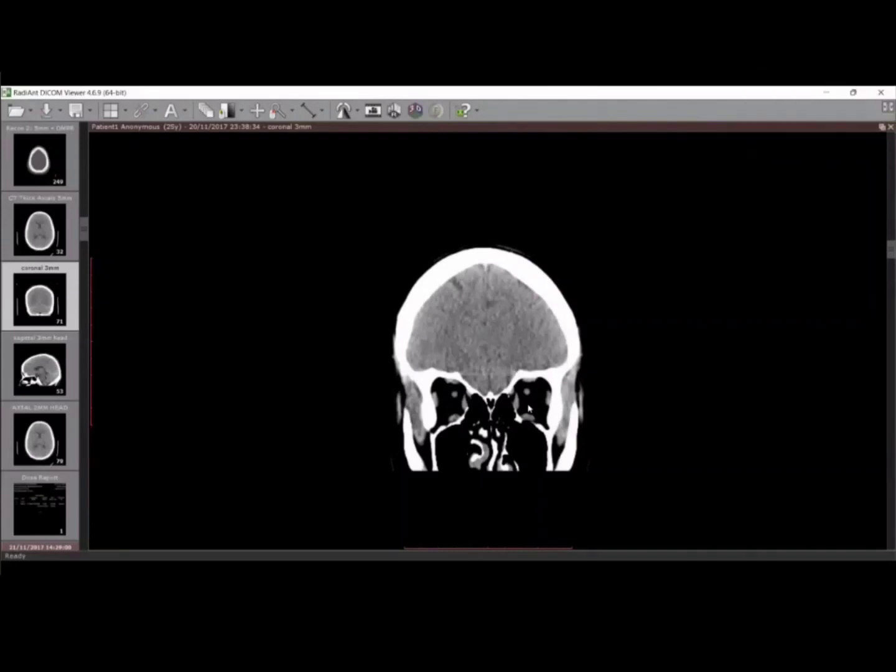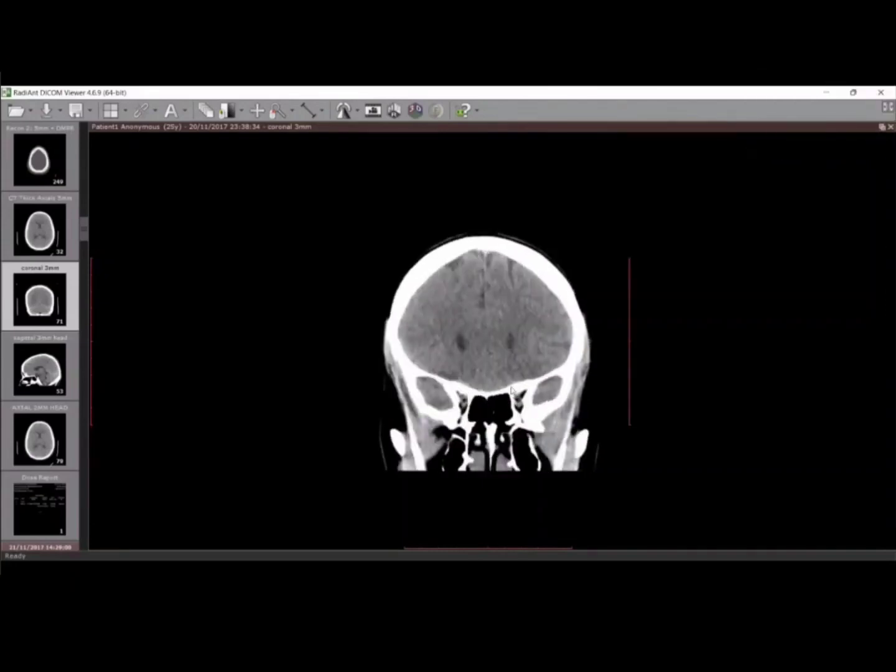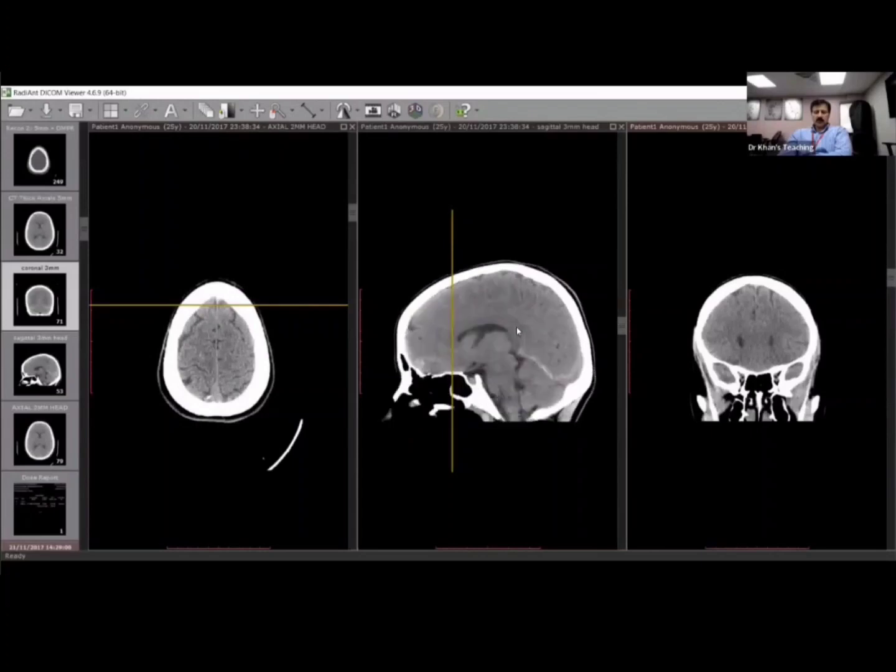Oh. Okay. So this is the sagittal, and can you confirm your findings?